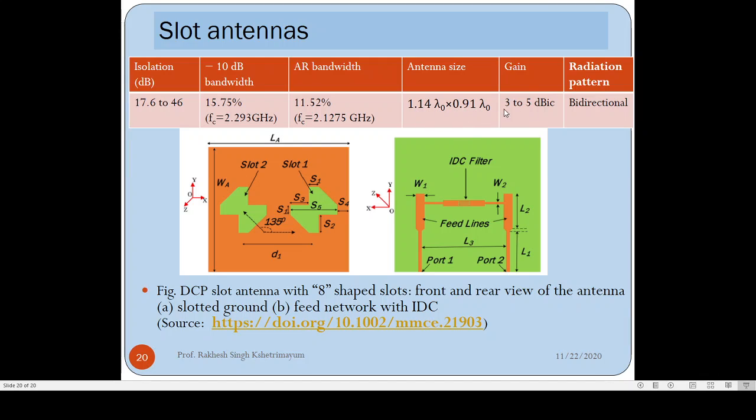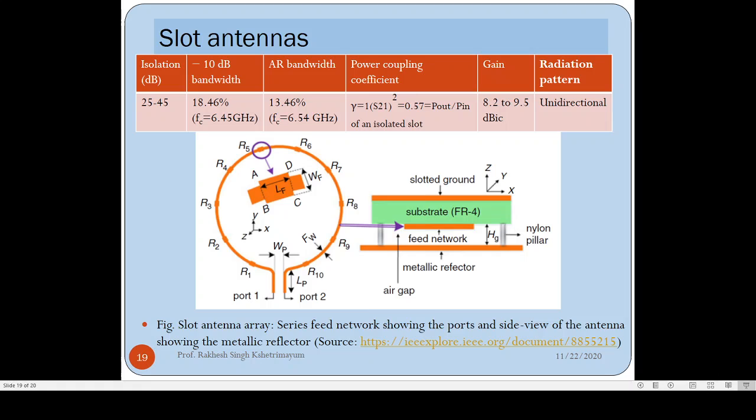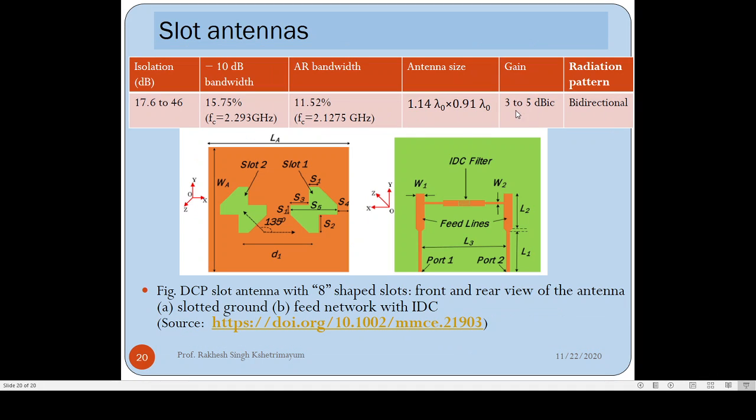The gain is 3 to 5 dBi, and you can observe that when I have a series feed antenna array, I have a huge gain along with the reflector. This reflector also gives gain improvement. Here the gain is not very high, and since we have not used any reflector, this kind of slot antenna will have a bi-directional radiation pattern.